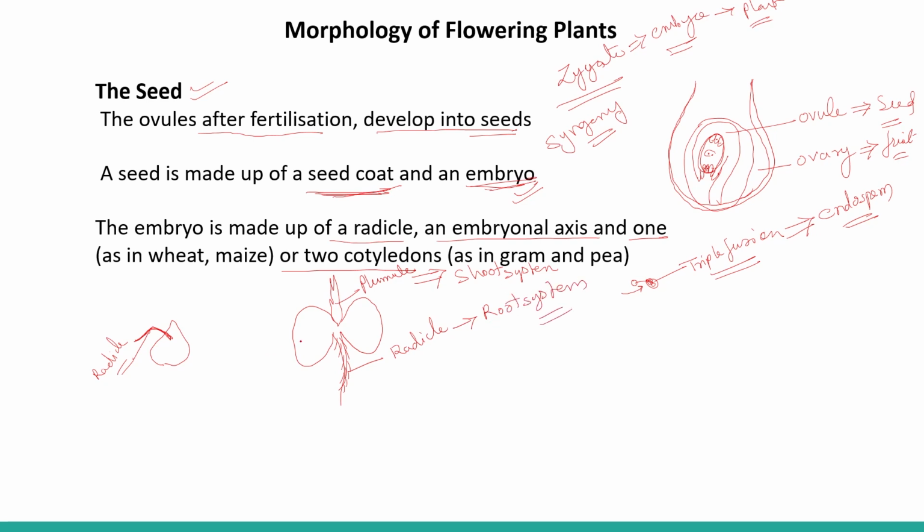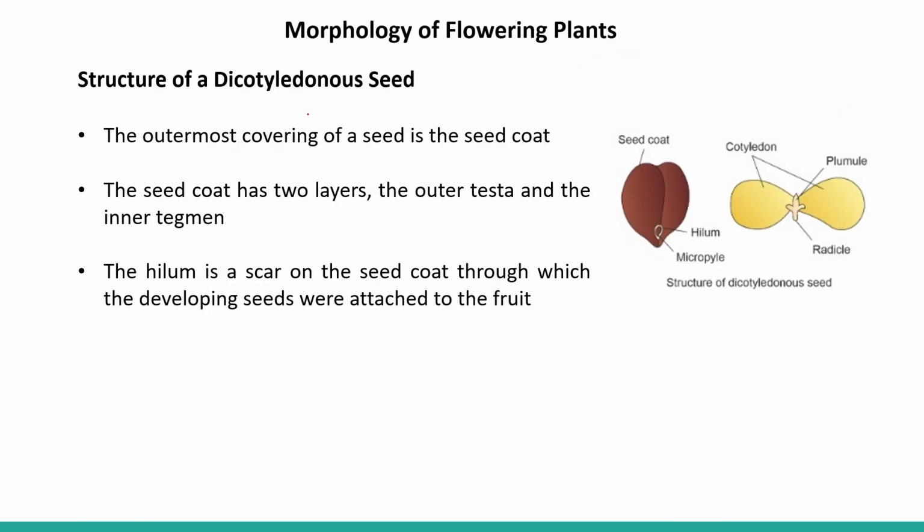Okay, and here we see 2 cotyledons. These are the 2 cotyledons, as we see in the case of gram and pea, but only 1 cotyledon in the case of wheat and maize. Okay, next, the structure of the dicotyledonous seed.